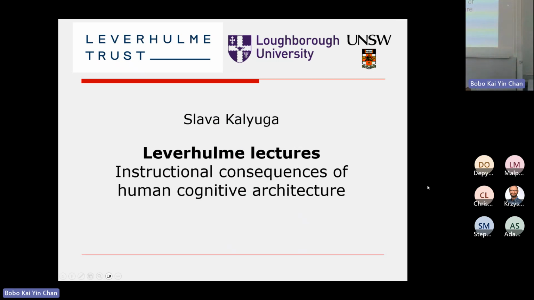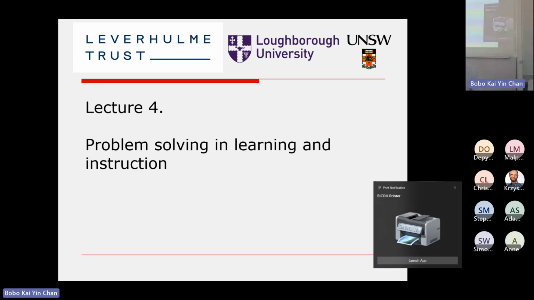Okay, so today we have the fourth lecture from Slava, and today Slava is going to talk about some instructional sequences based on the human cognitive architecture. Today we change to problem solving, learning and instruction. Okay.